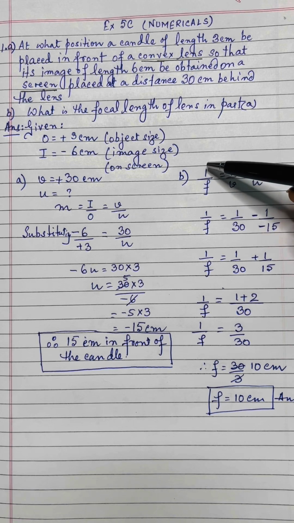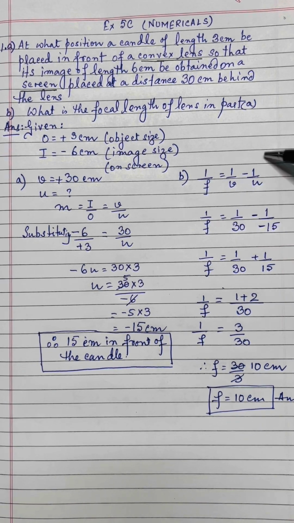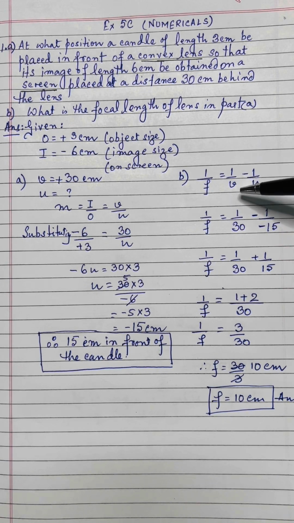So, if you are writing 1 by f is equal to 1 by v plus 1 by u, because you have already substituted u is negative, so you will get that. In that case, though your answer will come correct, your answer will not be counted. Why? Because that will become the mirror formula. You have to use 1 by f is equal to 1 by v minus 1 by u, which is the lens formula. After writing that, you are supposed to substitute with the correct sign and then get the answer.